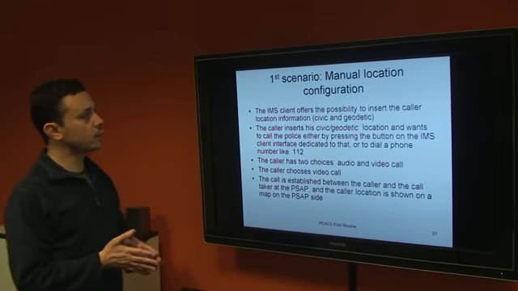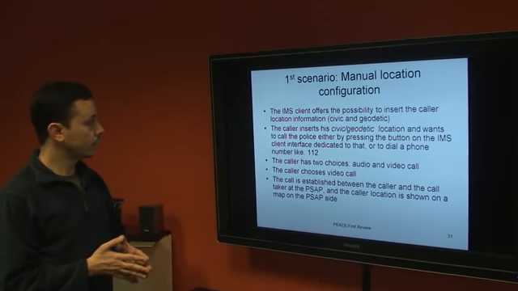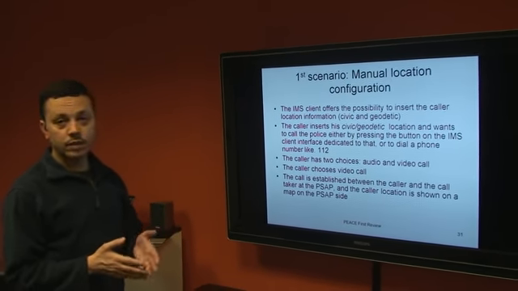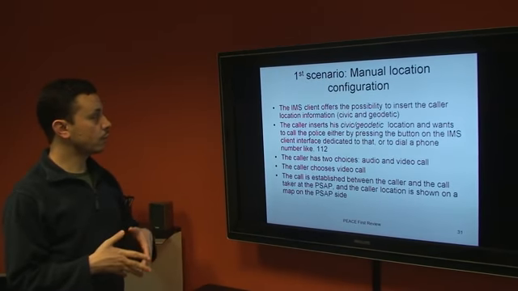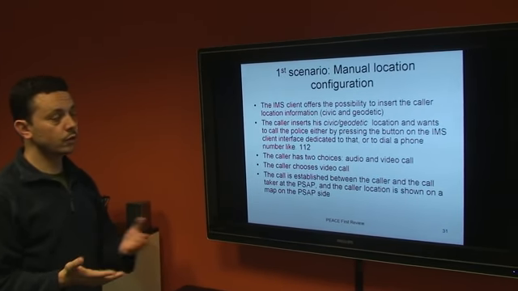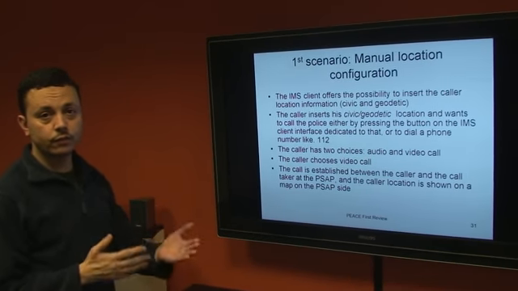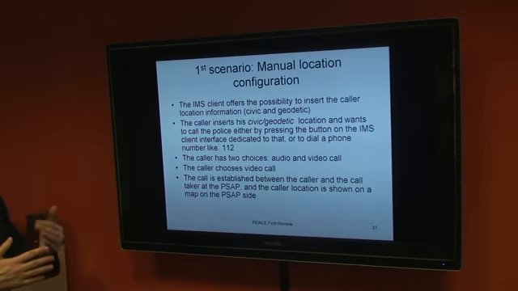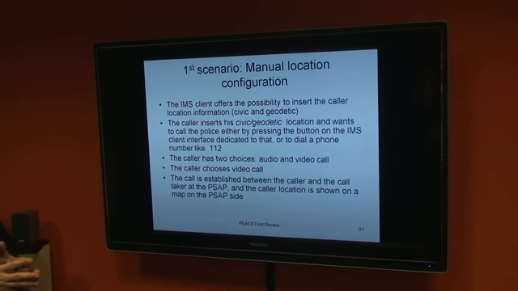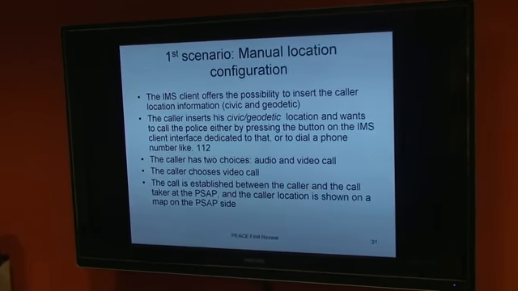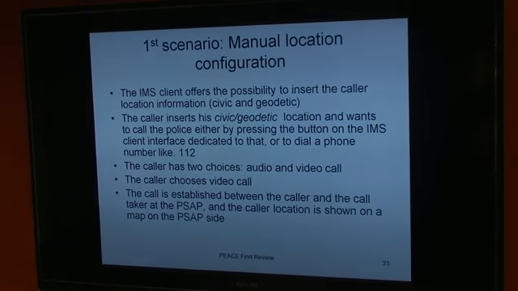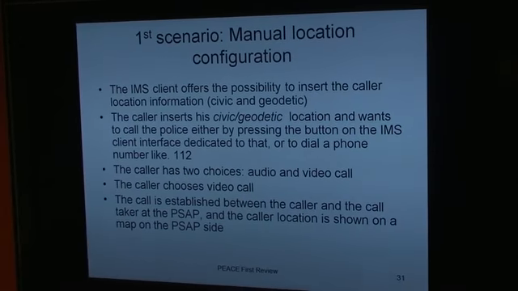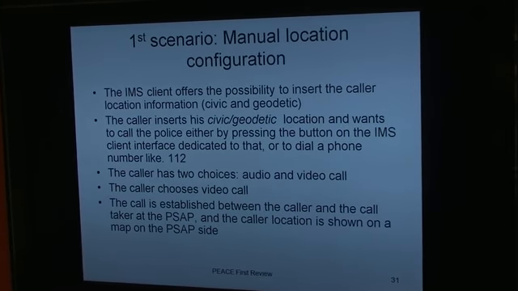The first one is related to manual location configuration. A typical scenario is as follows. We assume that the IMS clients provide the possibility to insert the caller location information. This location could be under the civic format or the geodetic format. So the caller will insert this information and then place a call either to the police or to the fire brigade or to the ambulance, but we'll focus, let's say, on the police.